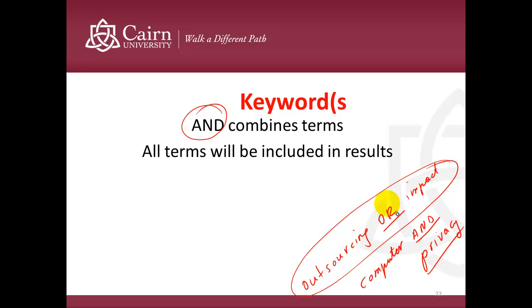Another one, and we'll cover those in a little bit more, is "not." So you could say outsourcing but not the impact. I'm not interested in the impact of it, give me just outsourcing. So you could actually use outsourcing and impact, and then not India, let's say. So you're using keywords to limit the searching capabilities.